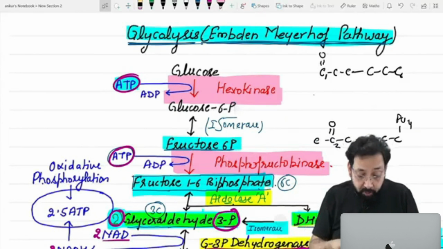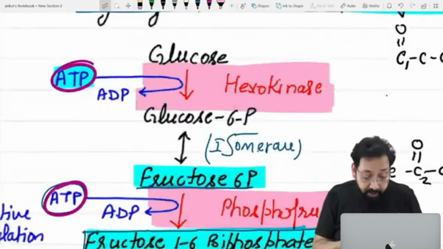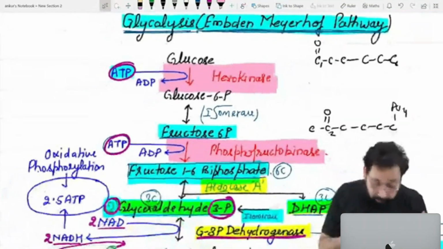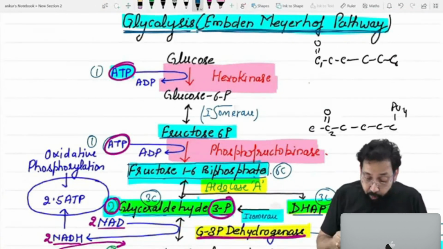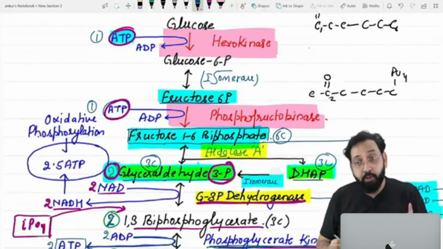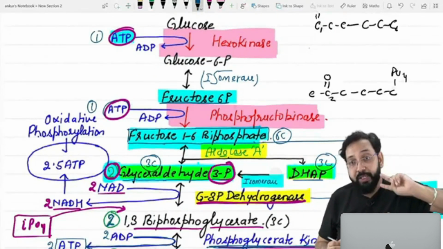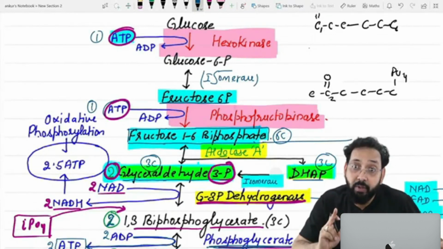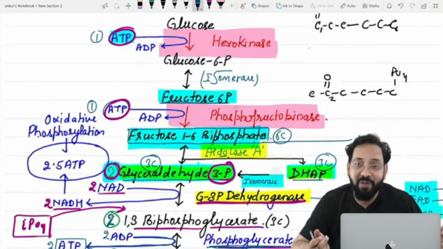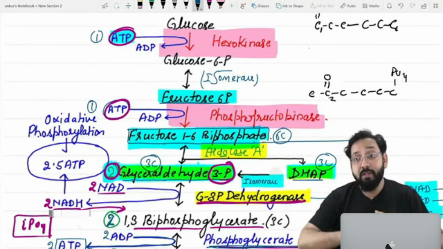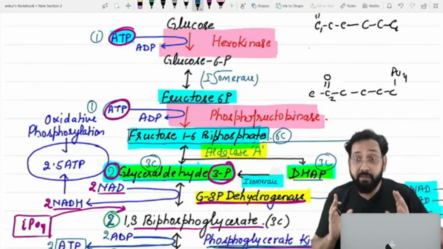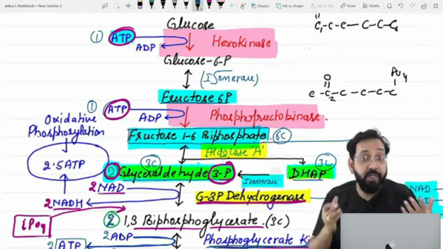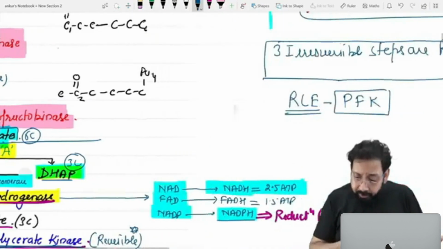We started with hexokinase. 1 ATP is used here, and 1 ATP is used here. So up to this step, how many ATPs did you utilize? 2 ATPs. But you started glycolysis to produce energy, yet you are utilizing. This is the rule: whenever you want to produce a large amount of energy, initially you must invest. Rate limiting enzyme.